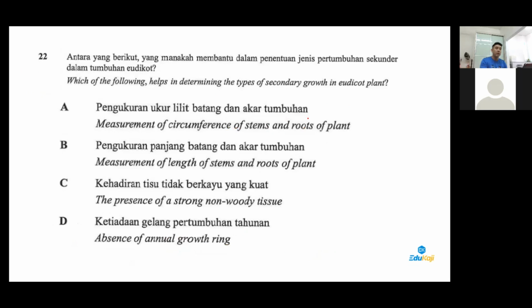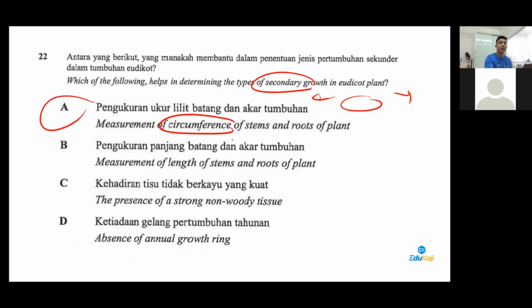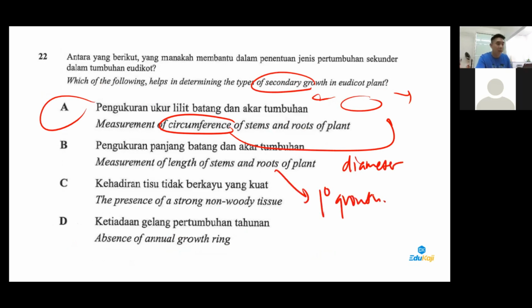Now, 22 here, secondary growth. Secondary growth means the plant grows sideways. The plant grows in circumference, so the answer is A. Circumference means diameter. The length here is primary growth. The other two have no relationship.